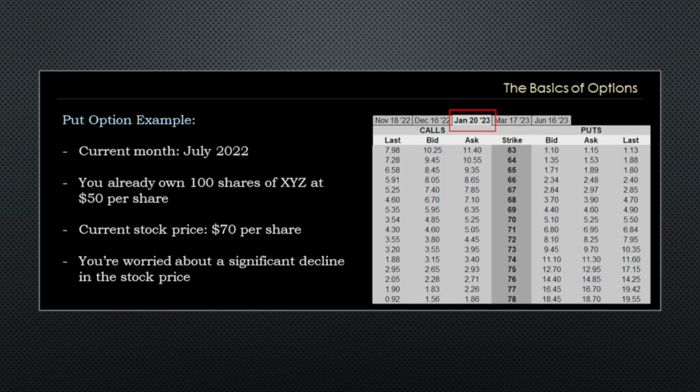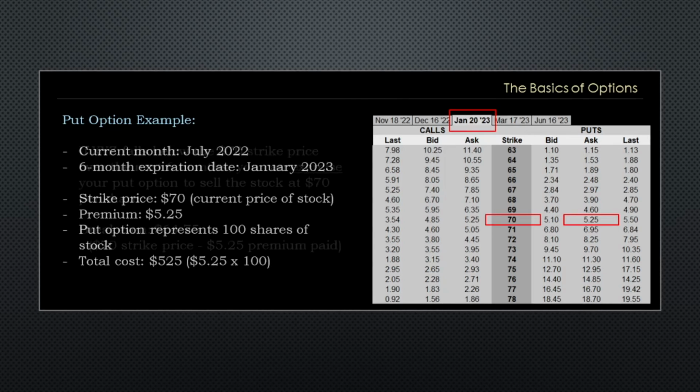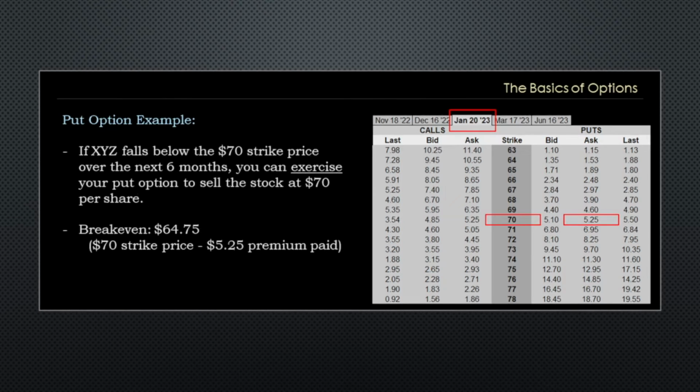With the stock currently trading at $70, you find a put option with a strike price of $70, and it's priced at a premium of $5.25, using the same example from earlier just for simplicity's sake. Remember that option contracts represent 100 shares of stock, so buying this put option at a $5.25 premium would cost you $525. If over the next 6 months XYZ falls below the $70 strike of the put option, you can exercise the option and sell the stock at $70 per share.